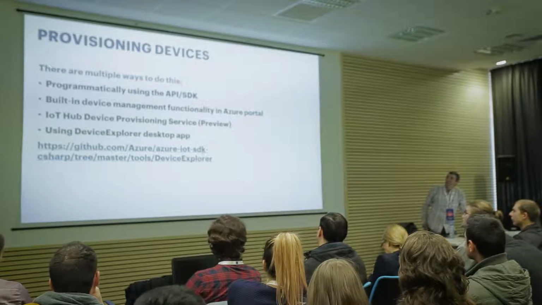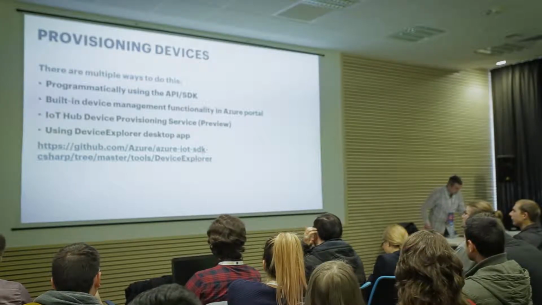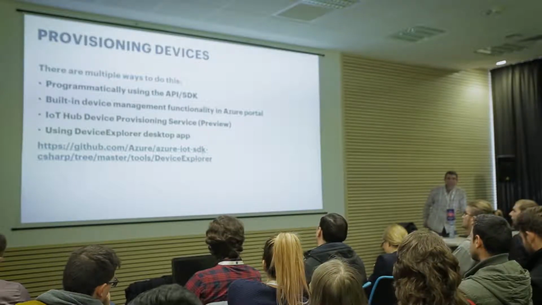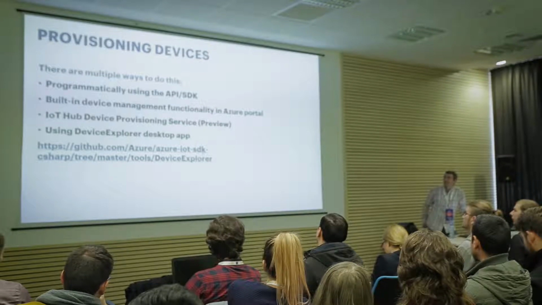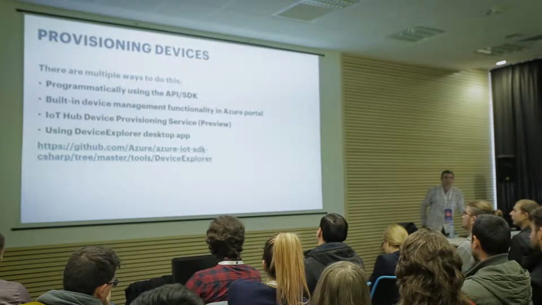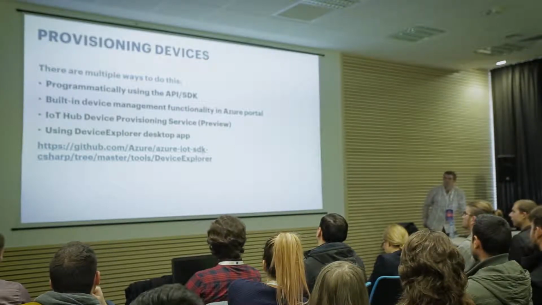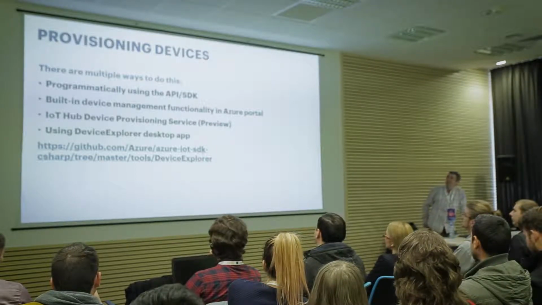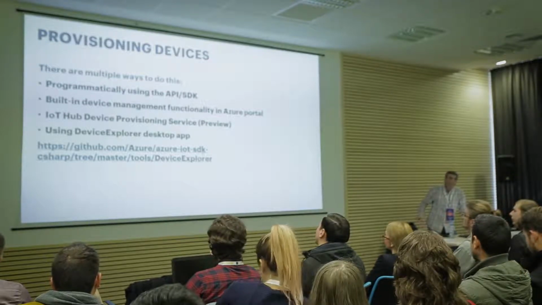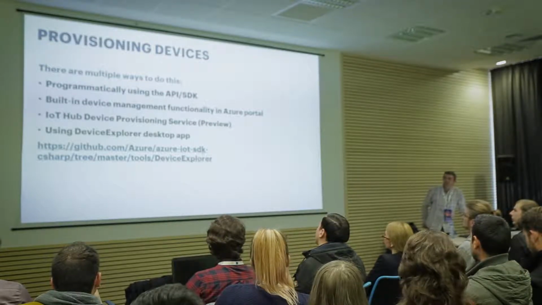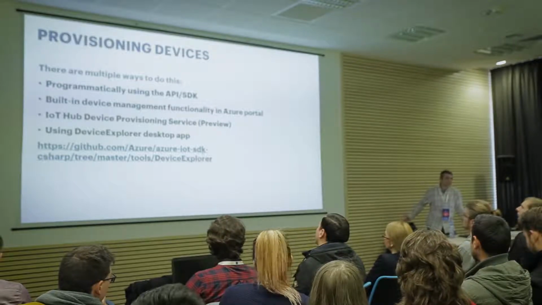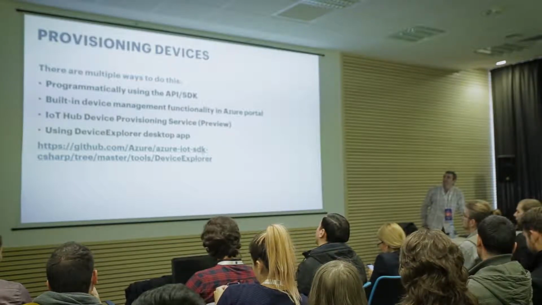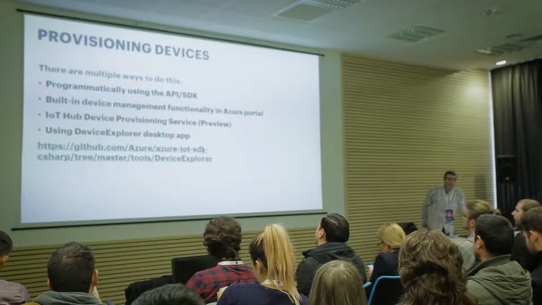There is built-in device management functionality in the Azure portal, and that's what I'm going to show you. There is also a desktop application, Device Explorer, which also enables adding devices. These three that I talked about are all manual things, or programmatic. But there is also an automatic service, the IoT Hub Device Provisioning Service, which is currently in preview.